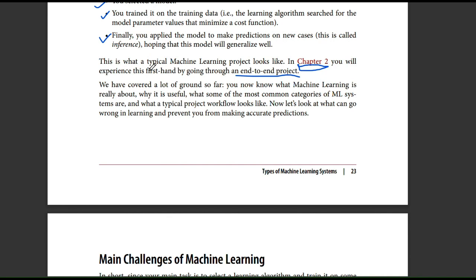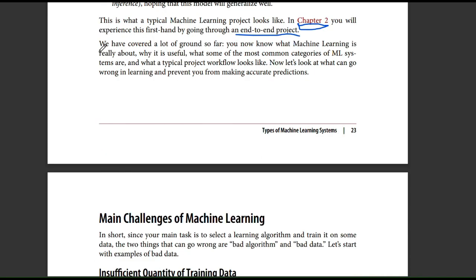This is what a typical machine learning project looks like. In chapter 2, you'll experience this firsthand by going through an end-to-end project. And in chapter 2, work starts. This was just an introduction chapter where you learned what machine learning is, what the different classifications of machine learning algorithms are, how machine learning works, why it is better than traditional programming, etc. We've covered a lot of ground so far.